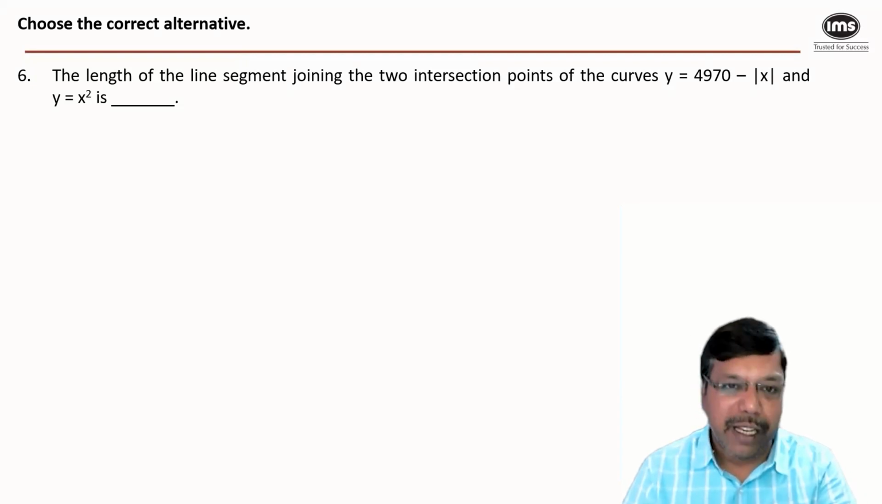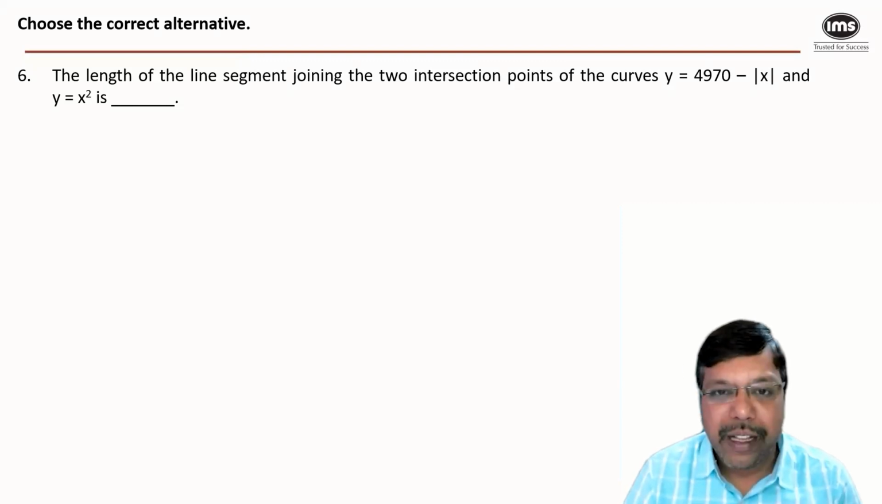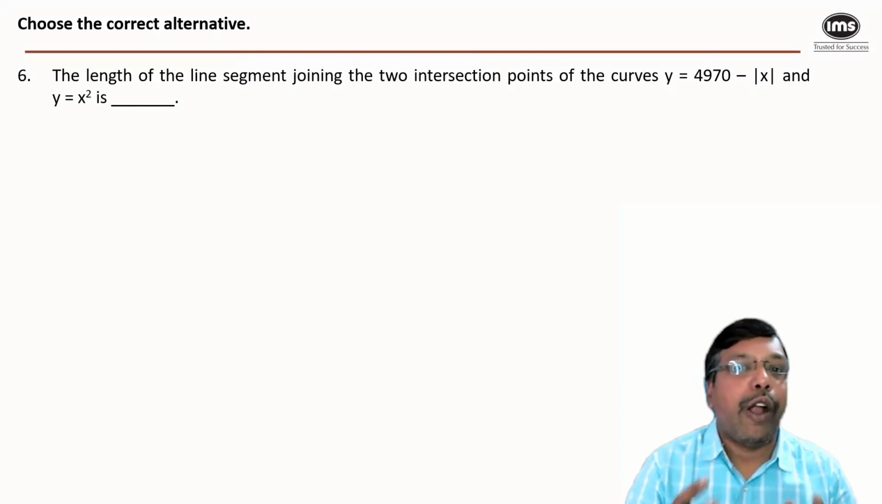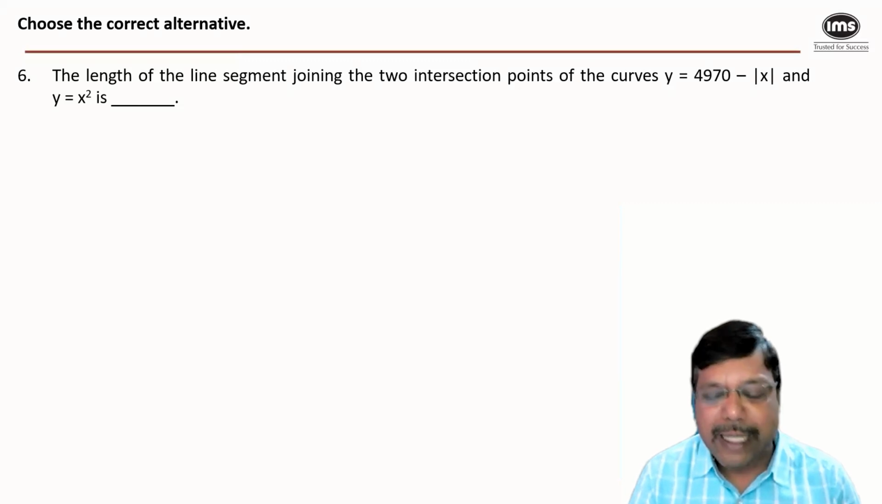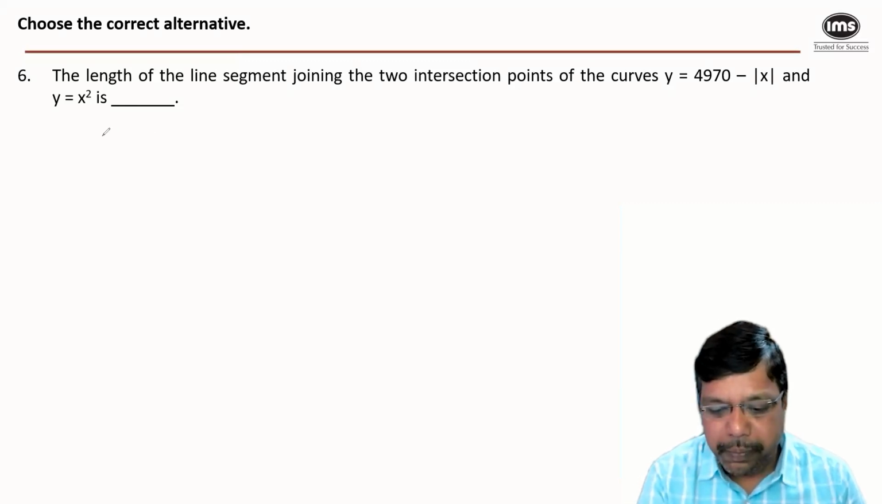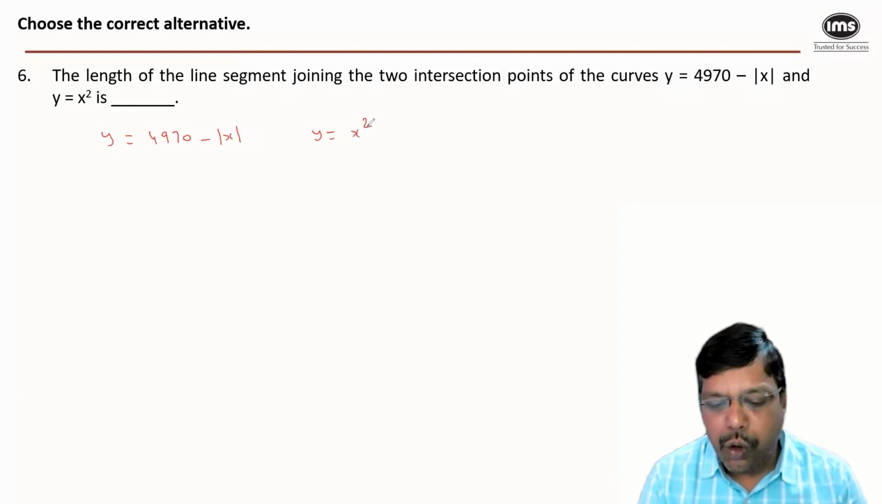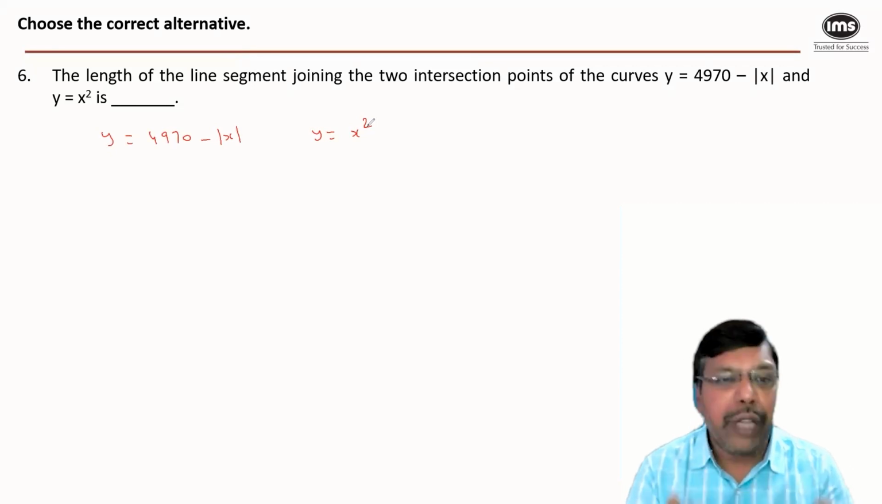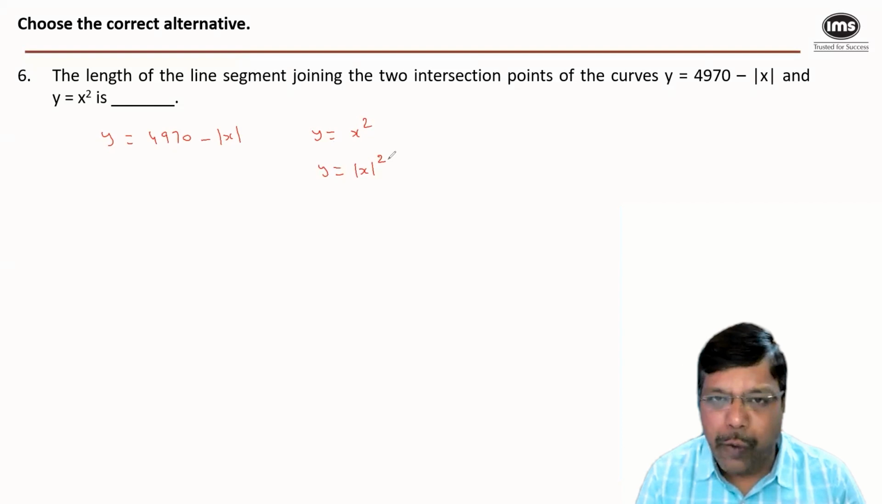The length of the line segment joining the two intersection points on the curves given is... Now let us find out what are the points of intersection. Then it will be easy for us to find the distance between those 2 points. Now it is given that y is equal to 4970 minus mod x and y is equal to x square. So if I equate these two, I will say x square can also be written as y is equal to mod x whole square.